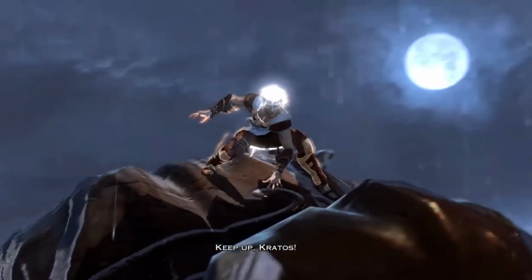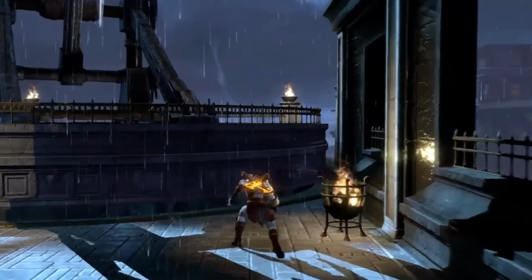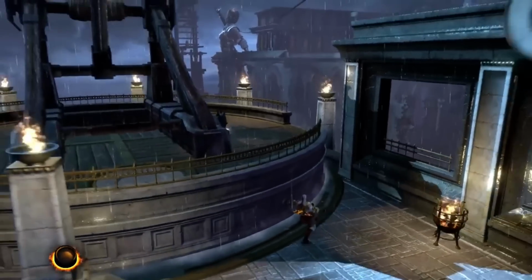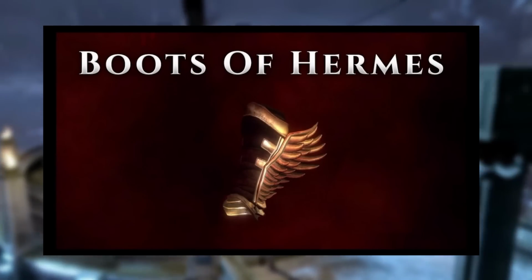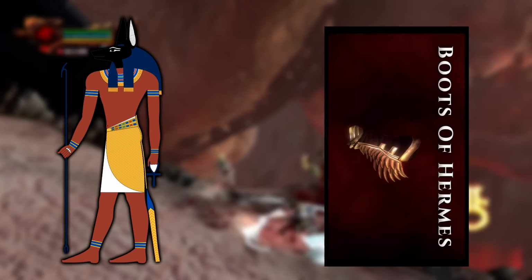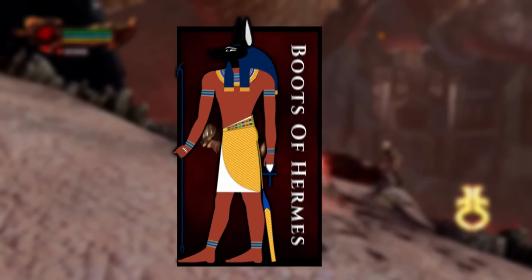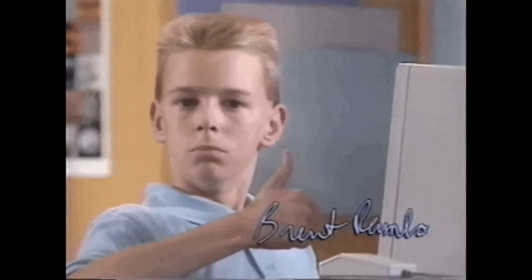You see, I want to use Anubis as a catapult to talk about one of the best items in the God of War series, and how they could bring it back. Of course, I'm talking about the Boots of Hermes. Now, you're probably asking yourself, how in the Hades am I planning to bring these two topics together? And that, my friends, is a very valid question.